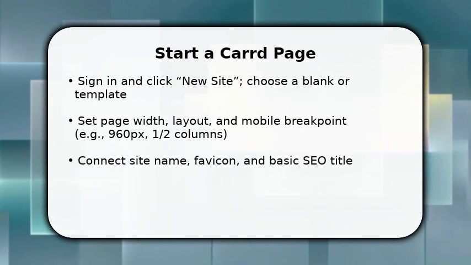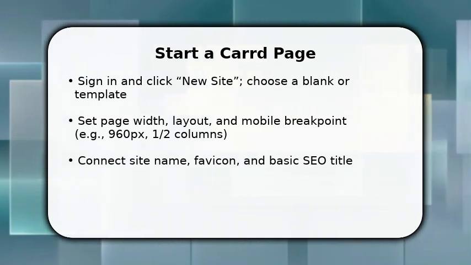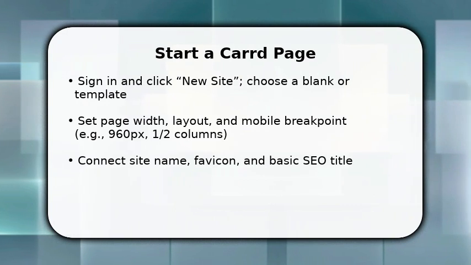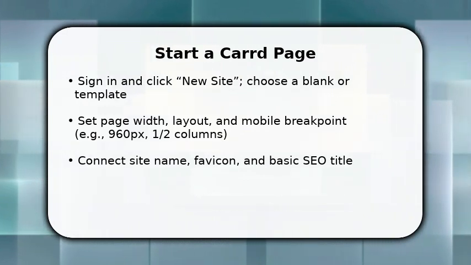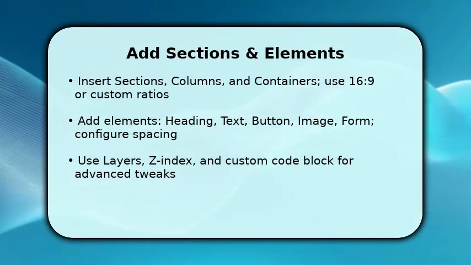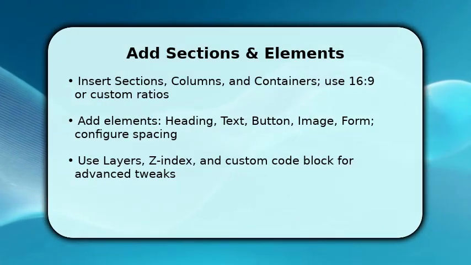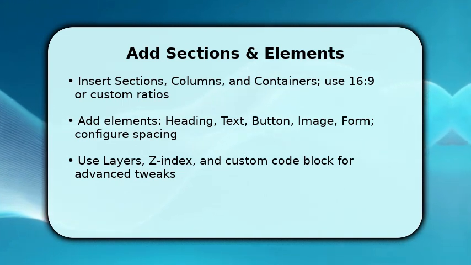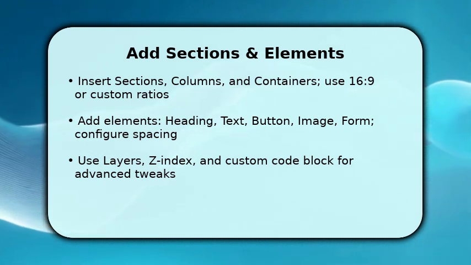You're starting with structure and identity before adding content, which saves rework later and keeps the page consistent as you build components. Next, add sections and place columns or containers to define flow. This controls how content stacks and adapts. Then add elements: heading, text, image, button, and forms, and configure spacing and alignment so each block reads clearly.